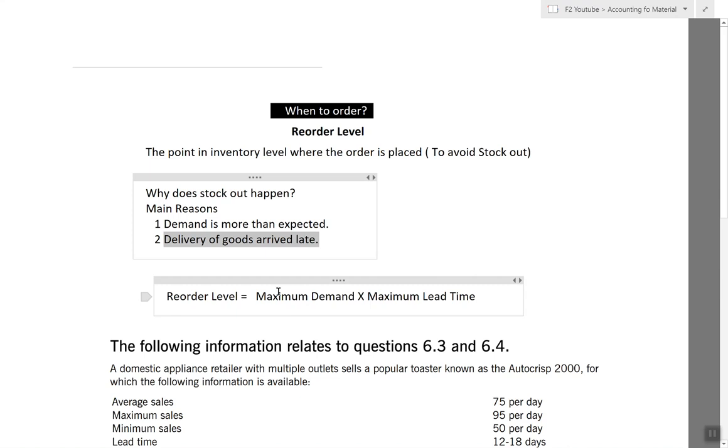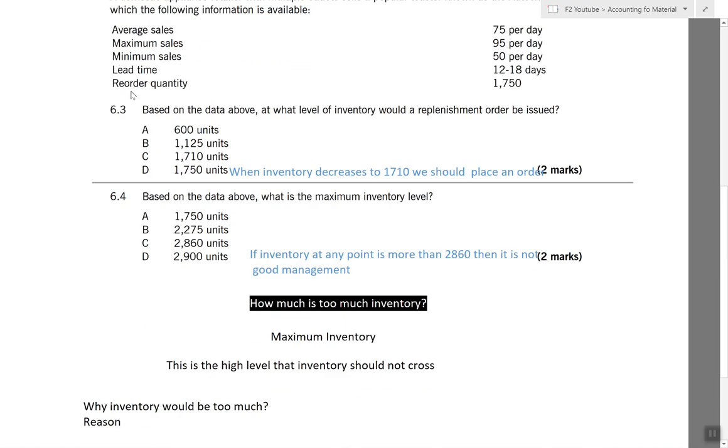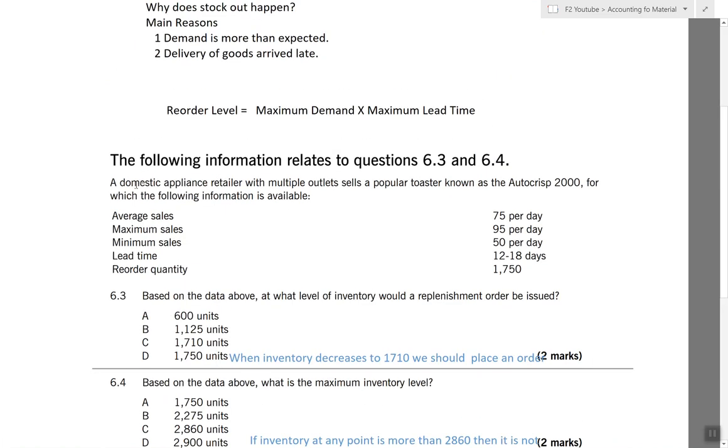So that's why the reorder level is maximum demand multiplied by maximum lead time. So we have a question here based on data above: at what inventory level should a replenishment order be placed, which means what is the reorder level. A domestic appliance retailer with multiple outlets sells a popular toaster known as Order Crisp 2000, for which the following information is available, with average sales, maximum sales, minimum sales, and lead time.